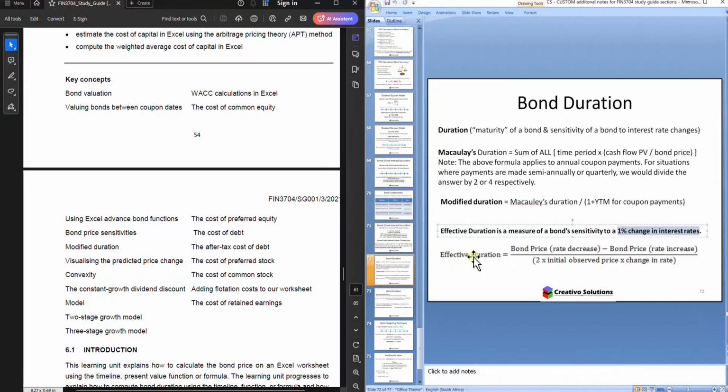So duration, it's a measure. You will get like 1.5, 2.5, 3.5, whatever it is, okay? But that measure is not explaining the extent in terms of how much the rate is going to change. It's just giving you an indication of how sensitive the price is.